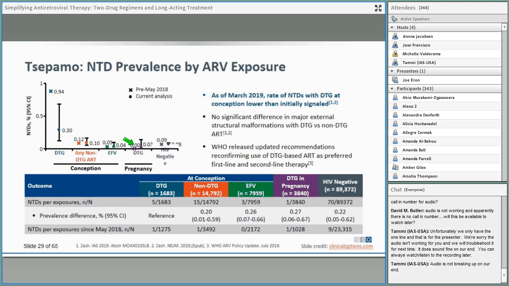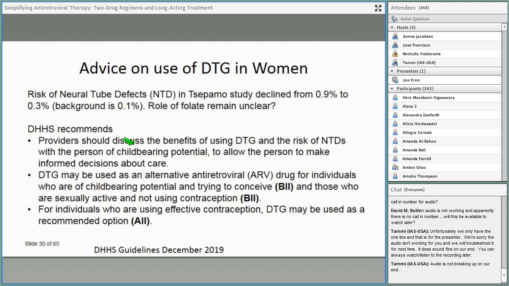And if you look at Dolutegravir later in pregnancy, there actually were no neural tube defects. So there's some question about folate supplementation and how important that might be. And our advice to women in terms of use of Dolutegravir in women who are considering pregnancy has changed. These are new DHHS guidelines.